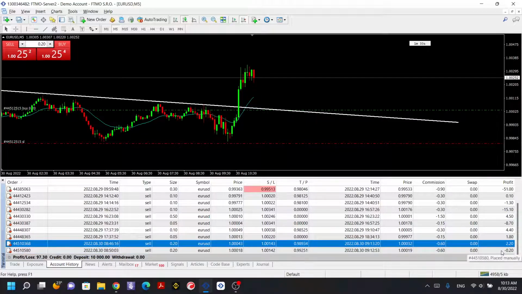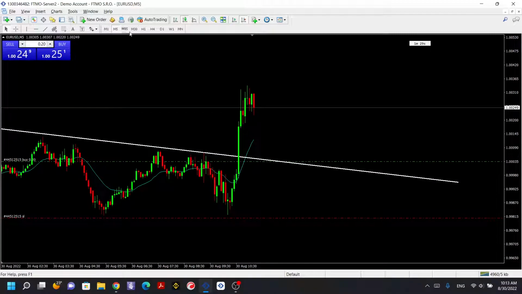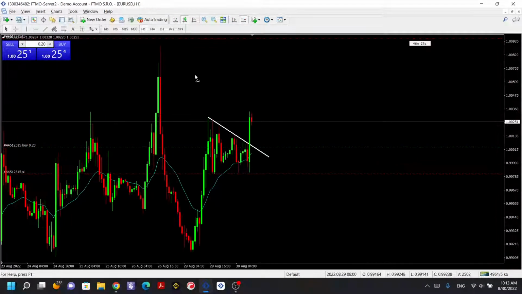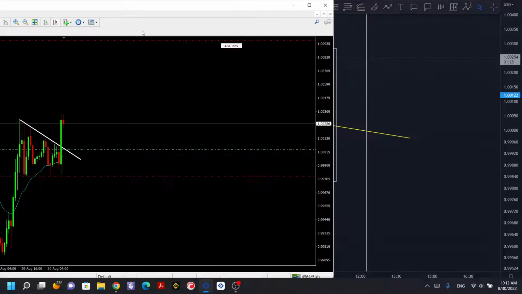This was the short position. I closed it at break even because I believed this is a bull flag. You can clearly see it here. Bull flag, and I entered.